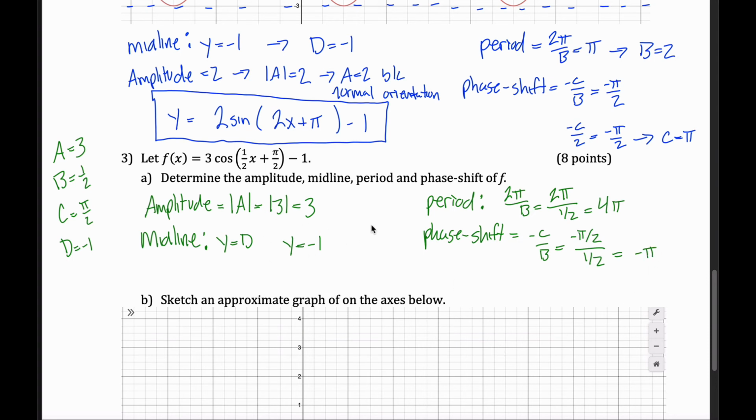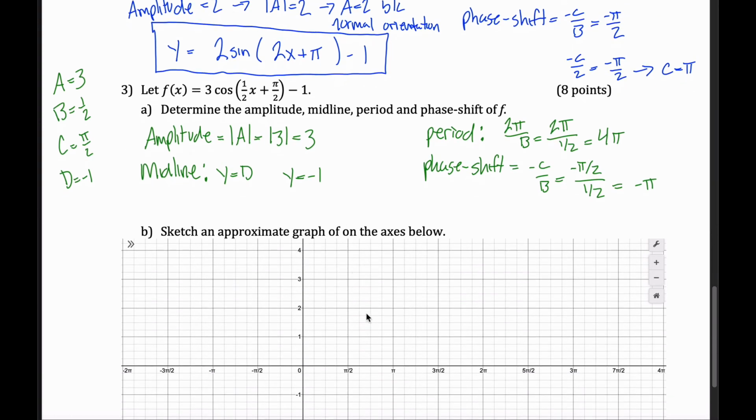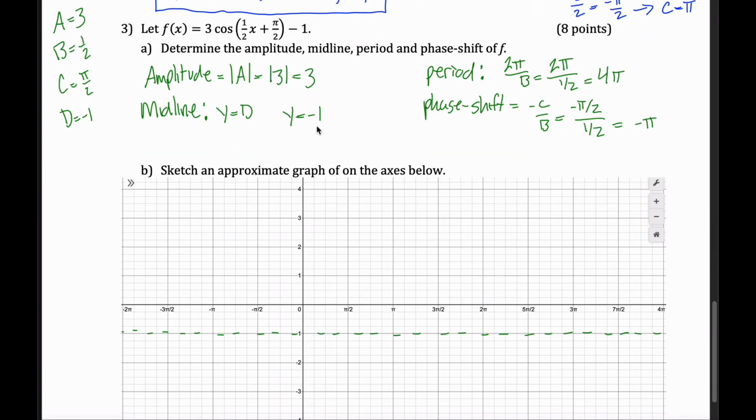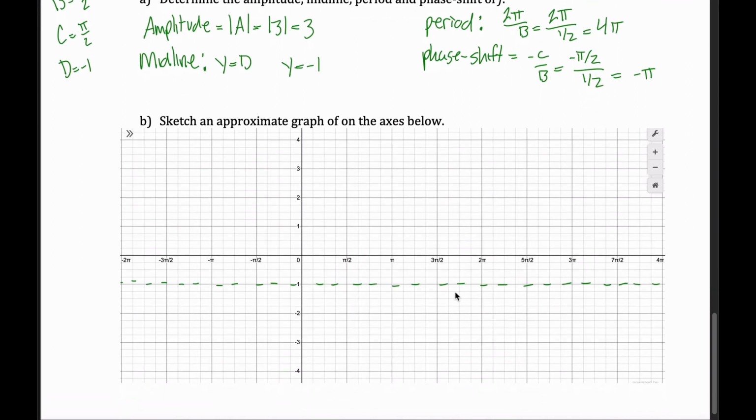I got amplitude, midline, period, and phase shift, and I know I'm modeling the cosine function here, so I can come up with the graph. Start with the midline, that's given by the equation y equals -1, shown as this dashed line here. And from that midline, because the amplitude is 3, I want to go up and down by 3 units to signify my maximum and my minimum values.